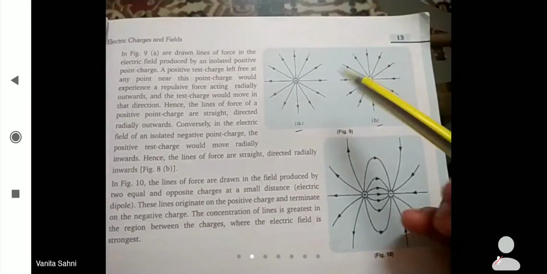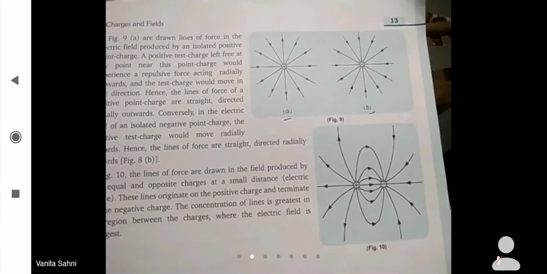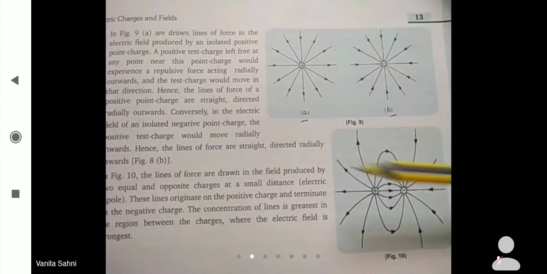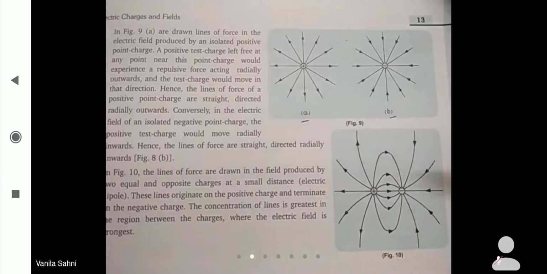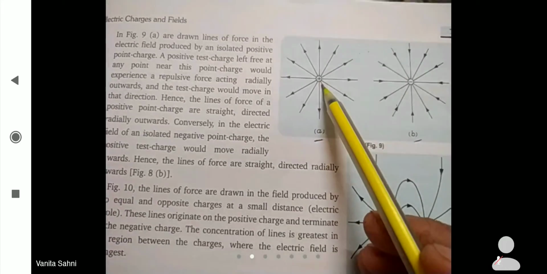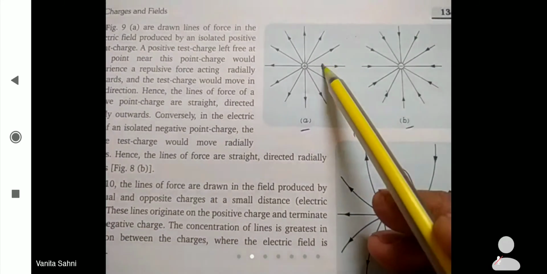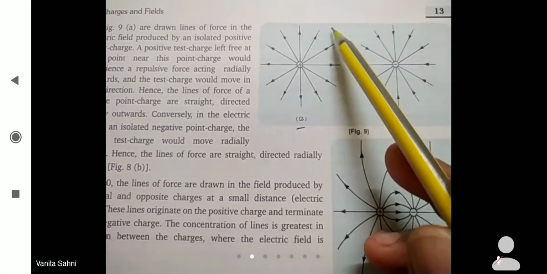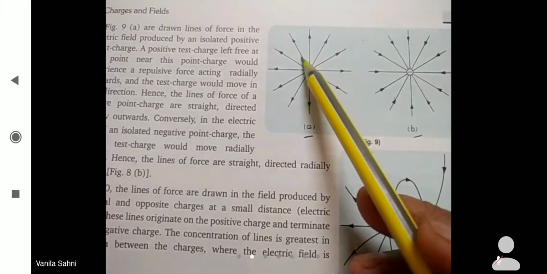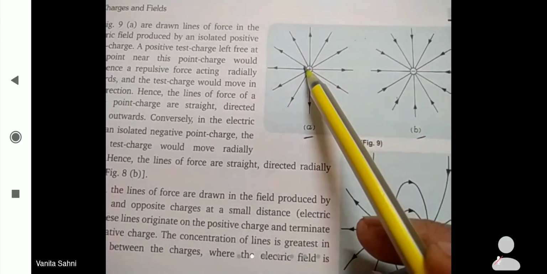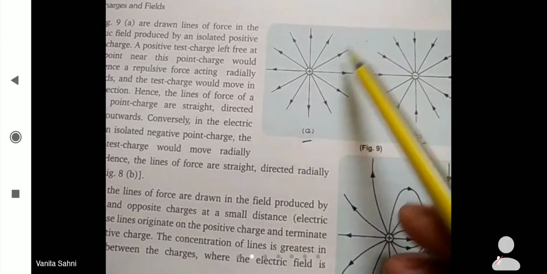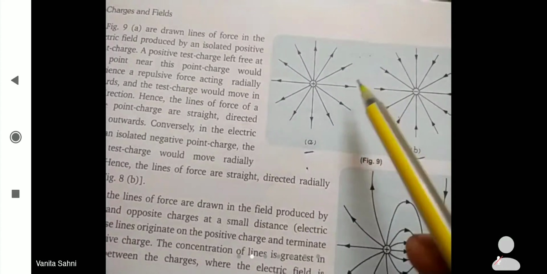Then comes the shape of electric lines of force, which can be asked to be drawn as a question's answer, like a 1 mark or 2 mark question can be asked. So all the positive charges have electric lines of force coming out of them, radially out. So for any point charge which is positive in nature, lines of force will be originating from that positive charge. What is the reason for this?